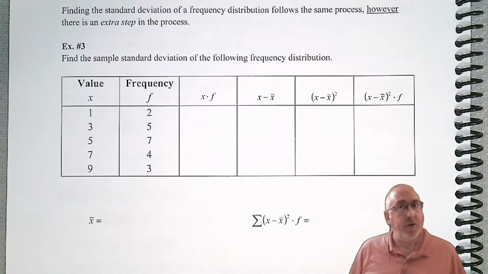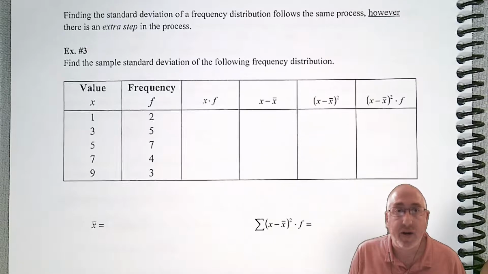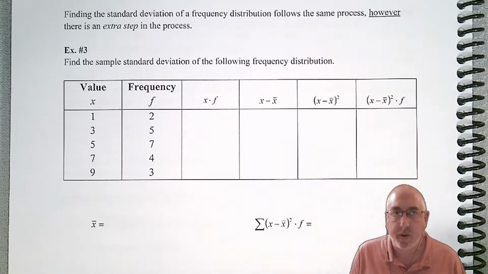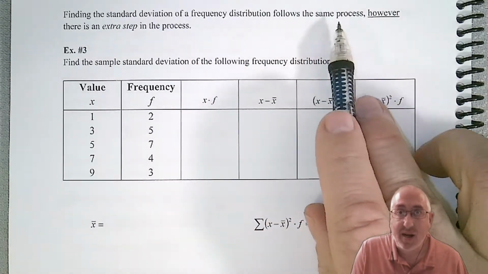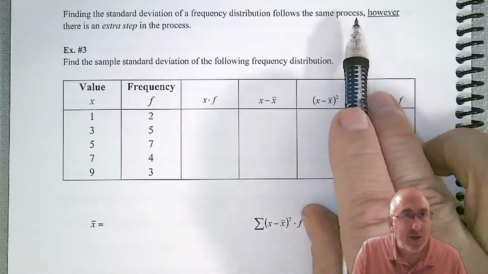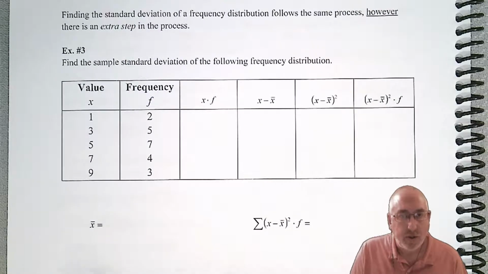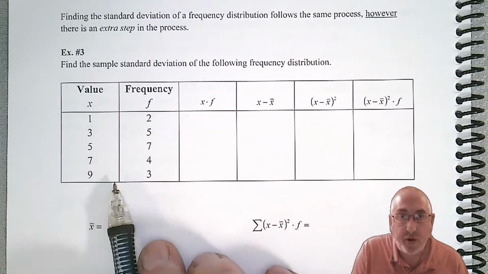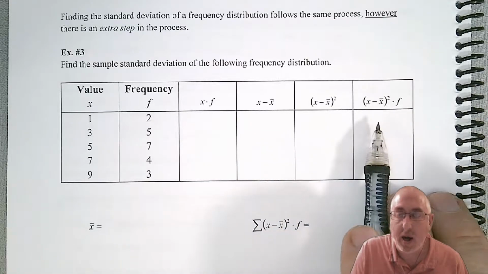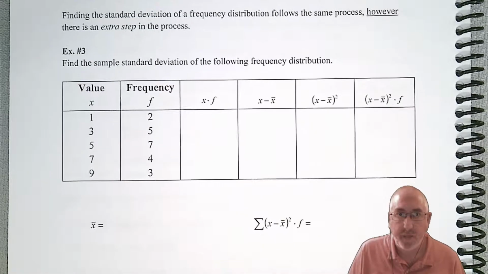All right, if you're still here, we're now going to get into how we can find the standard deviation for a frequency distribution. So it does involve the same process. We still have those 6 steps, but there is going to be a subtle extra step in the process. So we have a frequency distribution here, and I've already set up some extra columns that we're going to need to fill in order to get the standard deviation.